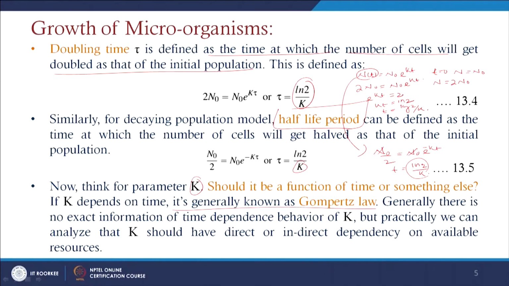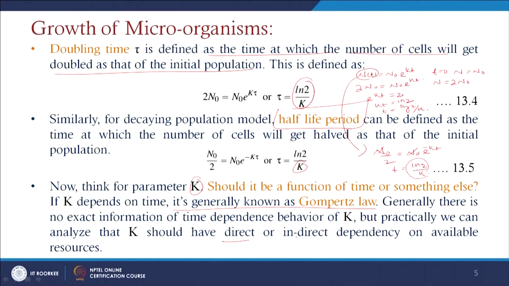If k depends on time, it is generally known as Gompertz law, and generally there is no exact information on the time dependence behavior of k. But practically we can analyze that k should have a direct or indirect dependency on available resources. If the resources are sufficient, the population level will grow, and if there is a limitation in the resource level, then after a certain time the cells will struggle for food and the population will decline.